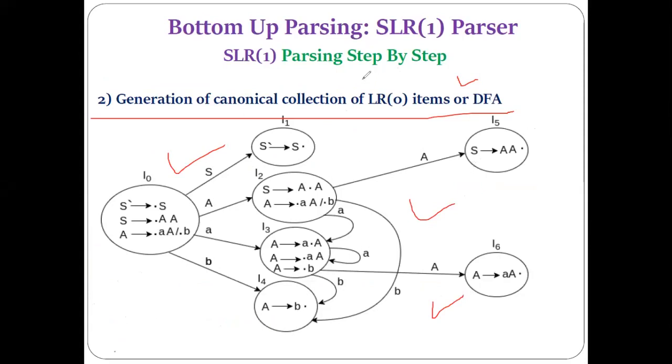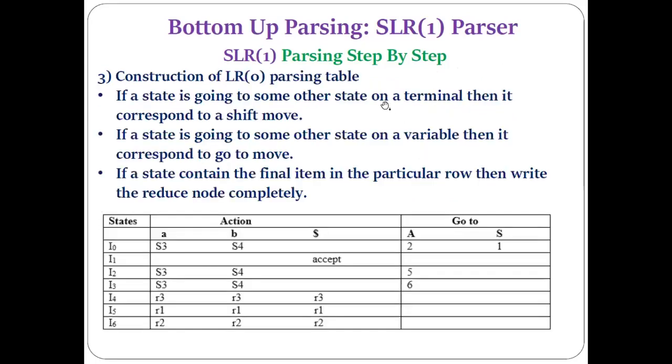Because, as in the initial slide I told you, the SLR1 parser utilizes the canonical collection of LR0 items only. So the process of getting the canonical collection of LR0 items for the SLR1 parser is similar. Then constructing the parsing table, up to this part, it is also similar.